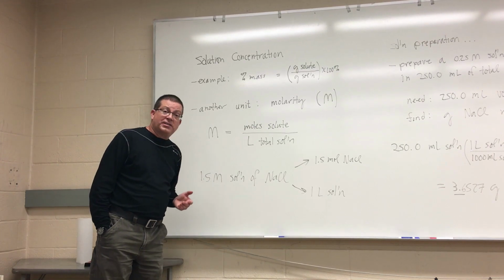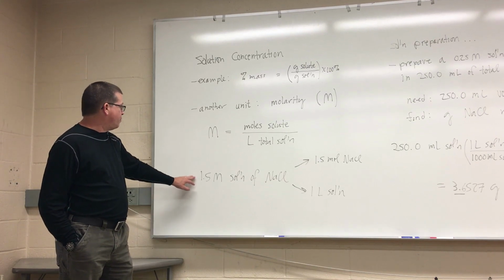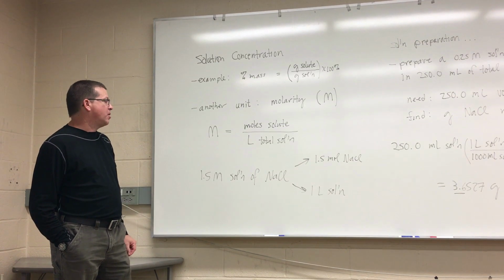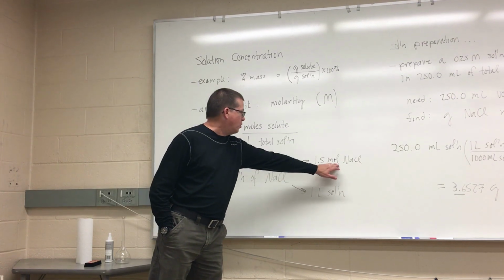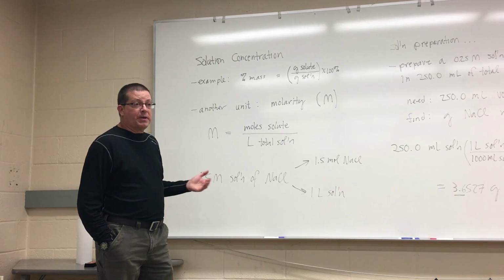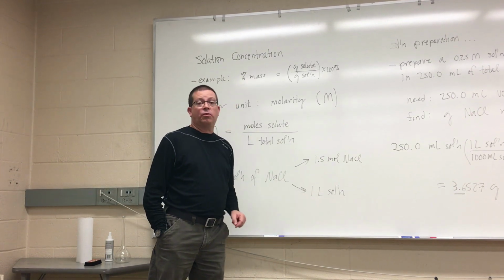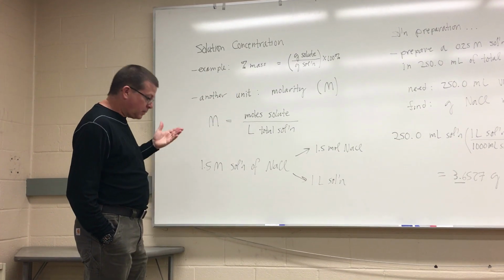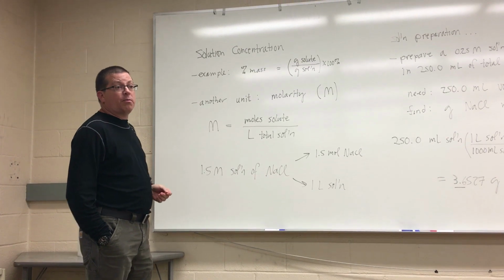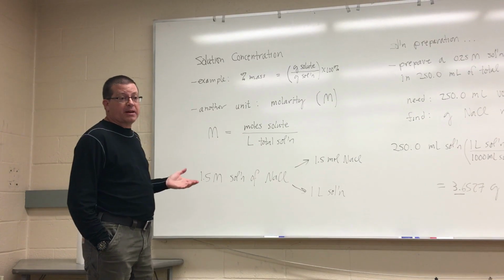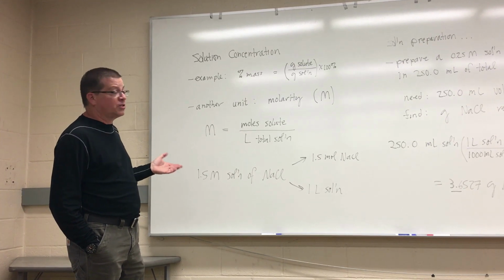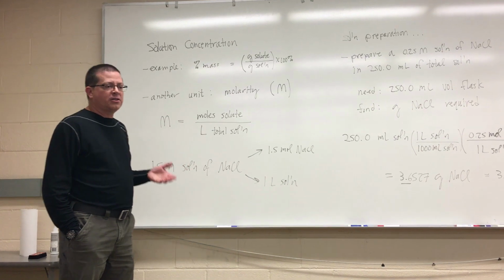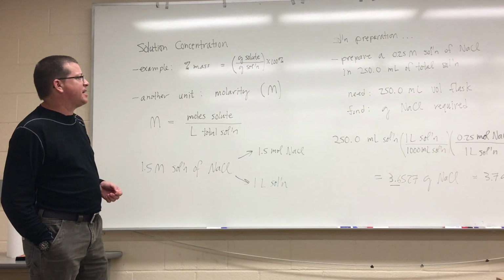As a simple example of this, I could make up a 1.5 molar solution of sodium chloride. If I made that up in a total volume of 1 liter, I would need to have 1.5 moles of sodium chloride, and that would be contained in 1 liter total volume of solution. Now, in actual practice, we normally don't make up just a simple liter of solution. We might make up some other volume of solution. So let's say, for example, I want to make up 250 milliliters of total solution. How would I do the molarity calculation in a case like that?